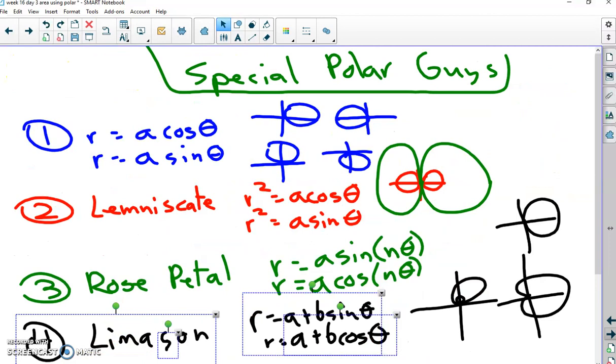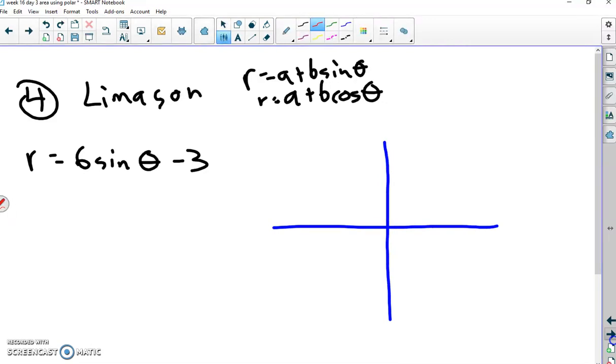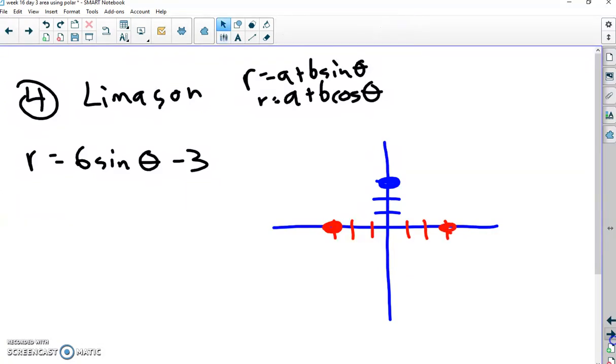So the Limicon guys, like the one here, okay? We worked through that and we did a lot of details. Do you agree? Okay? A way that you should at least recognize it is this. Plot 4 points for me now. Plug in 0. What do I get? -3. Okay. Plot 90. What do I get? Okay. Plot 180. What do I get? Plot 270. What do I get?